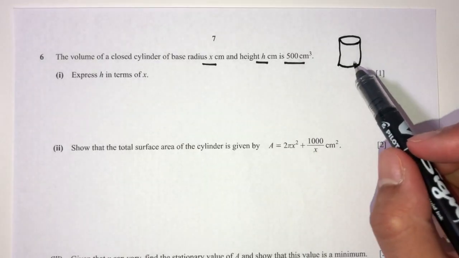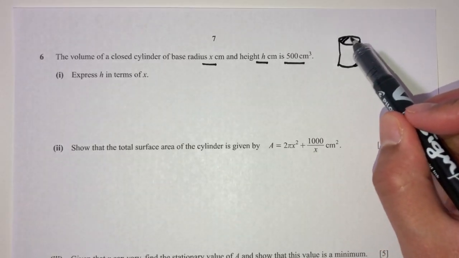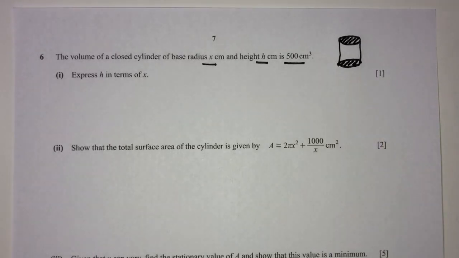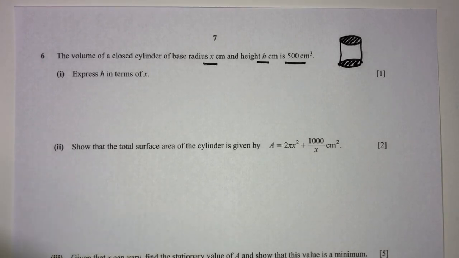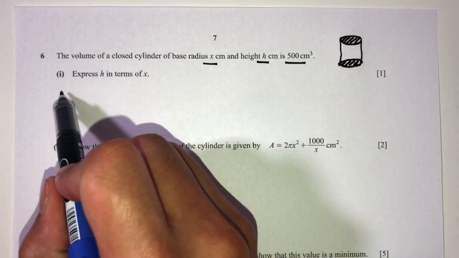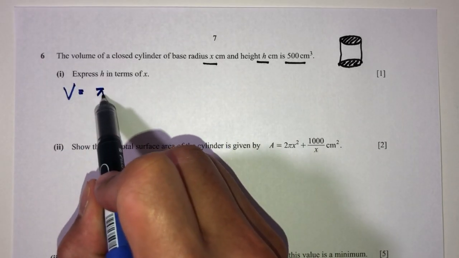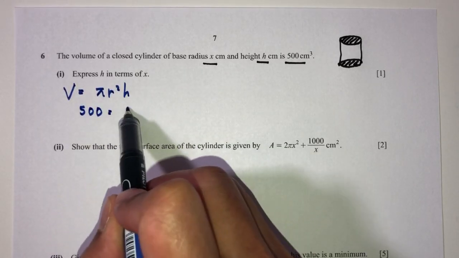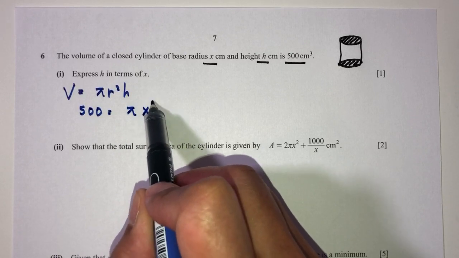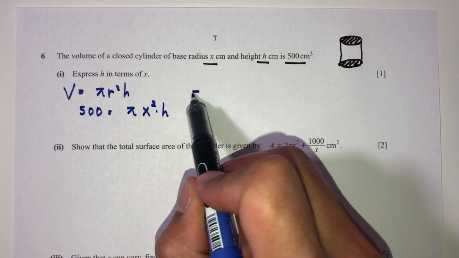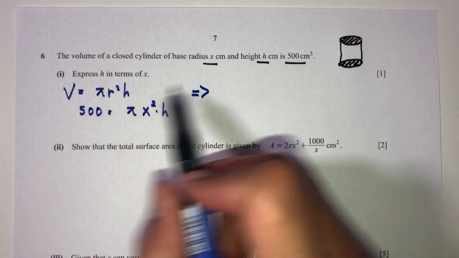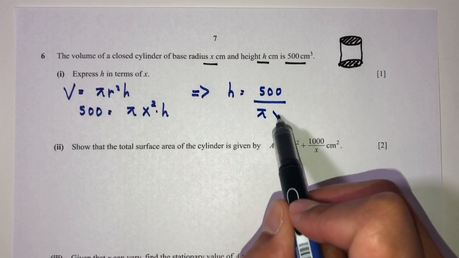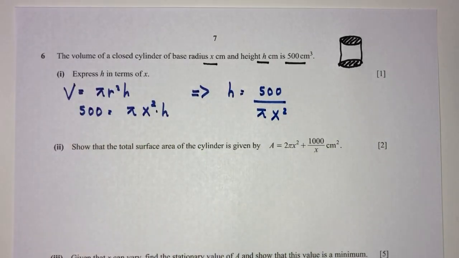If it is closed, it means that both top and bottom are closed. They have surfaces on both sides. That's what it means. So how do you find the volume of a cylinder? The formula is pi r square h. So volume is 500. Pi is pi, r square is x square, and h. So we have to express h in terms of x. So h will be 500 divided by pi x square. This is your answer for part 1.